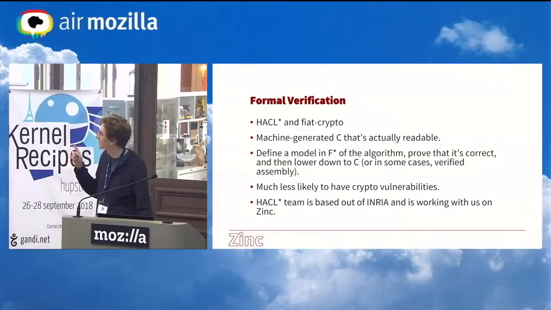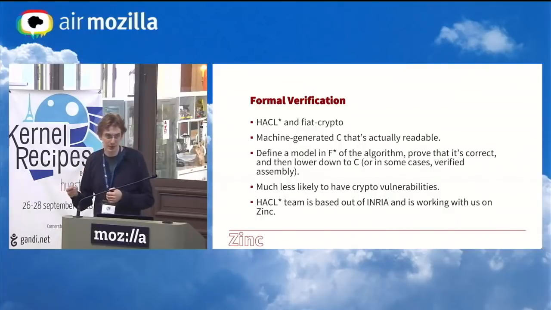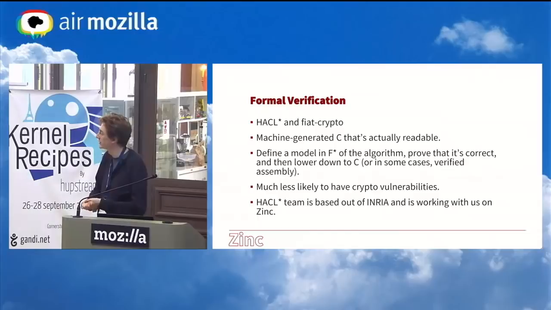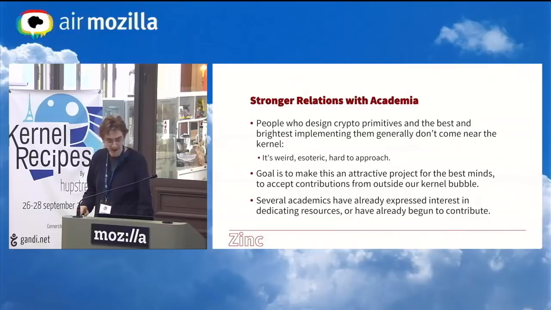Also, in the case of HACL* and Fiat Crypto for Curve25519, the implementations they produce are the fastest generic C implementations available, which is pretty neat. I think the reason is they're able to remove certain superfluous things that are not obvious that you can remove if you're trying to work the math out by hand, but because they have these provers, they can experiment and debug and see what they can remove, and if it doesn't prove, then they don't do it. So they can minimize it while it still proves, and they have a lot more freedom to code things efficiently. So in general, I want Zinc to have stronger relations with academia.